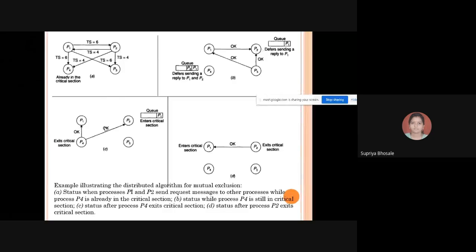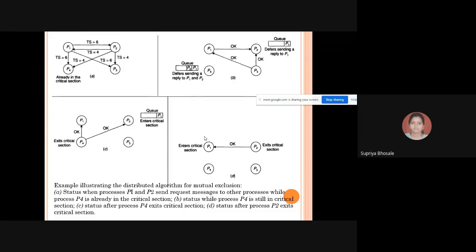Now after exiting from the critical section, P4 will send an OK message to those from whom he got the message for entering into the critical section. That means P1 and P2 are there in his queue. So he will send the OK message that yes, I am now released from the critical section. That OK message will be sent to both P1 and P2. Now P2 will be exiting from the critical section. He will check the entries in his queue, but only one entry is there, that of P1. So he will send an OK message to P1, and now P1 will enter into the critical section. So this is how the distributed mutual exclusion works.